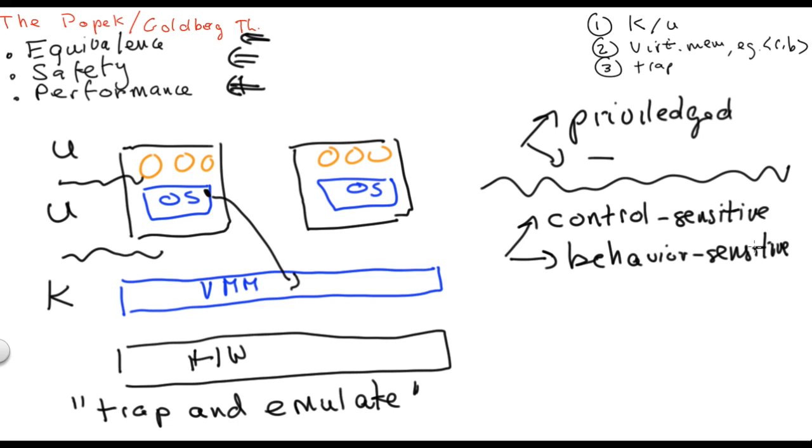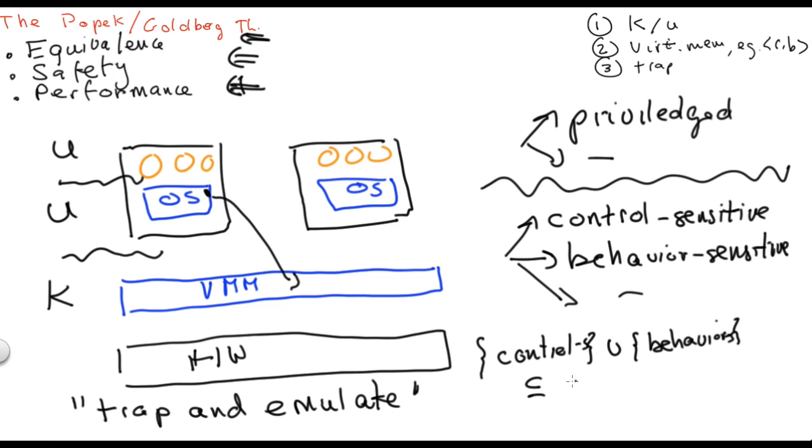And then instructions that are neither control sensitive nor behavior sensitive are regular instructions, and this is the remainder of the class. And this brings us to the theorem itself. And the theorem is very, very simple. If the union of control sensitive and behavior sensitive instructions is a subset of privileged instructions, then you can build a VMM. So let's think about this for a while.